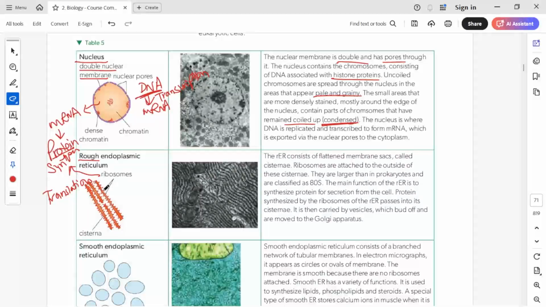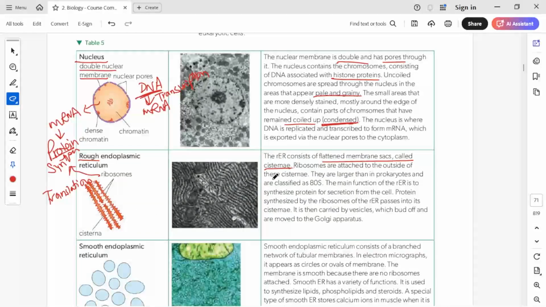Rough endoplasmic reticulum will have ribosomes attached on its surface. Certain ribosomes will be attached on the outside of the endoplasmic reticulum, and a few ribosomes will also be freely suspended in the cytoplasm, where the process of translation or protein synthesis can also take place. The rough endoplasmic reticulum consists of flattened membrane sacs called cisternae. Here we can see a lot of these sac-like structures, called cisternae, connected to each other.